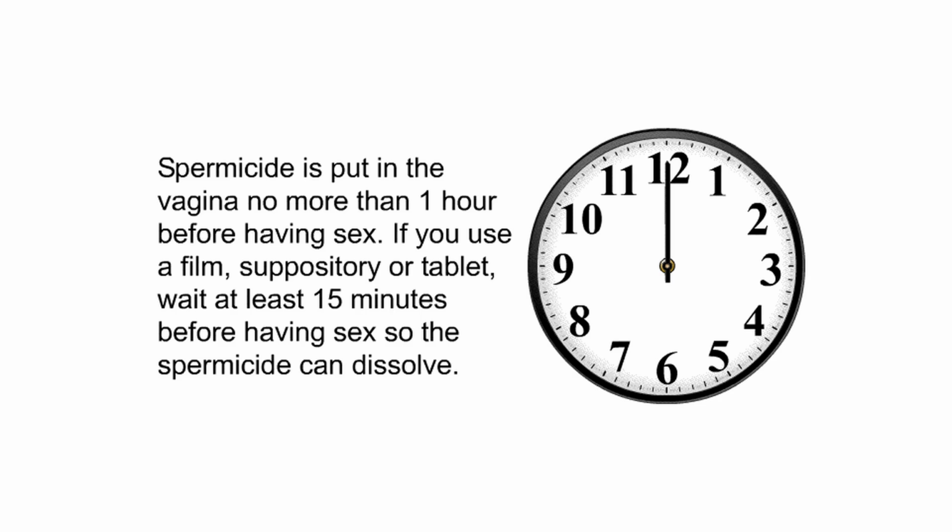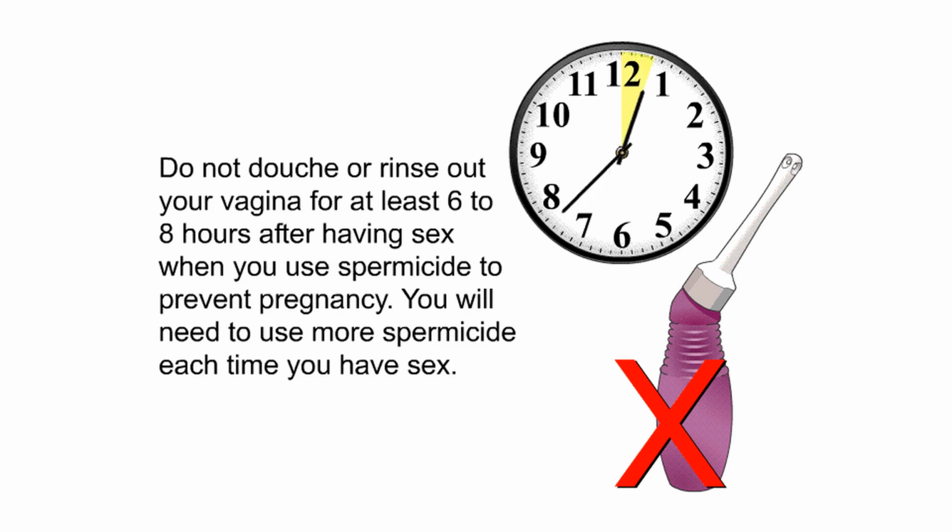Spermicide is put in the vagina no more than 1 hour before having sex. If you use a film, suppository, or tablet, wait at least 15 minutes before having sex so the spermicide can dissolve. Do not douche or rinse out your vagina for at least 6 to 8 hours after having sex when you use spermicide to prevent pregnancy. You will need to use more spermicide each time you have sex.